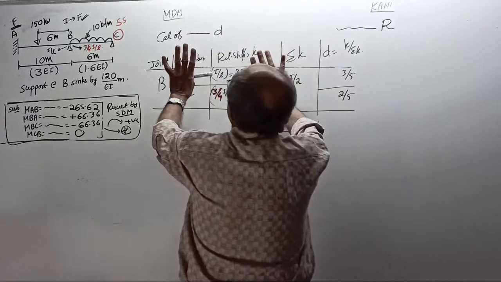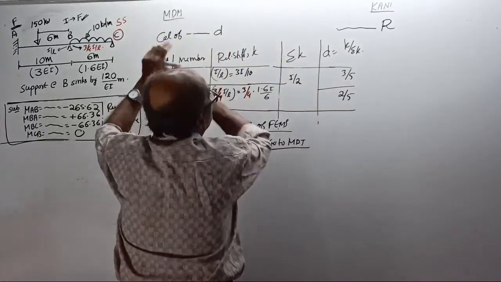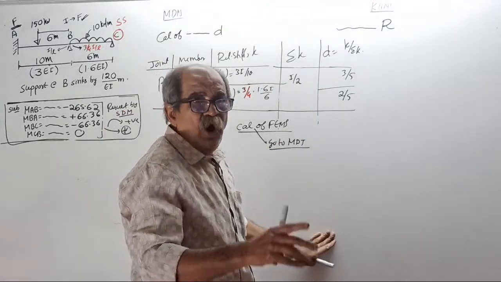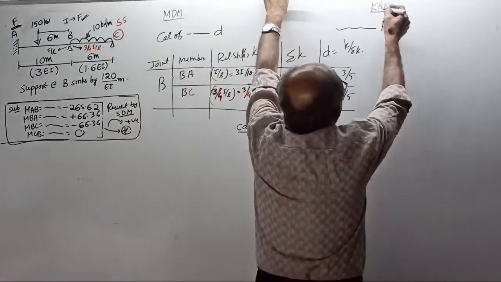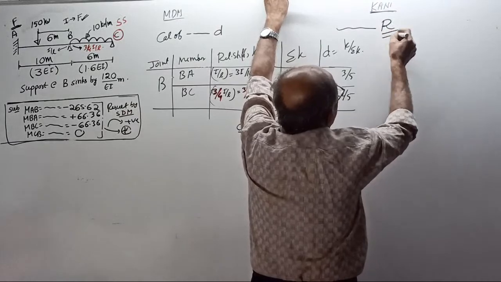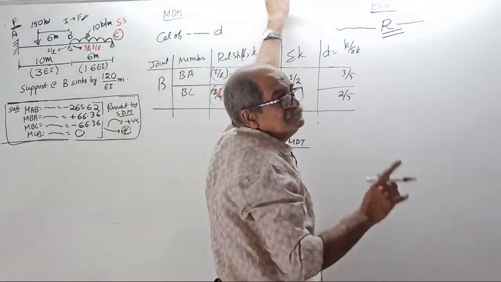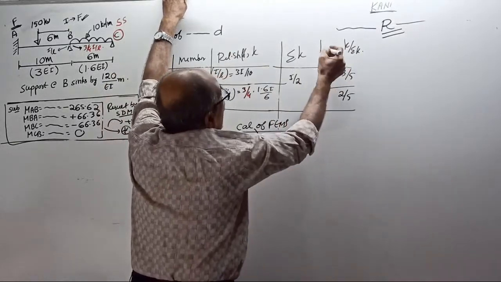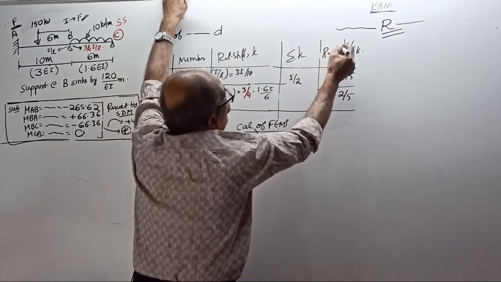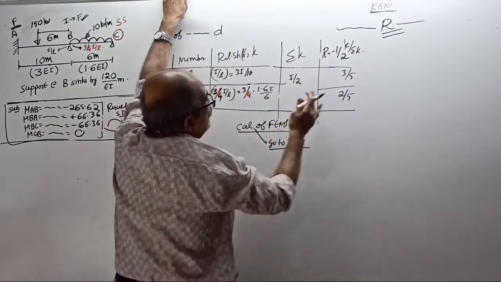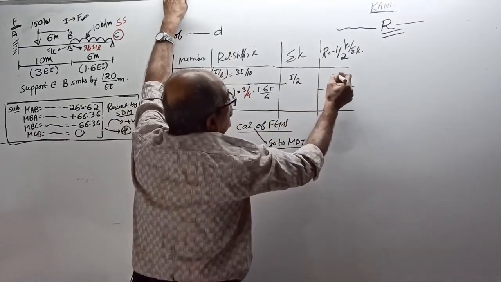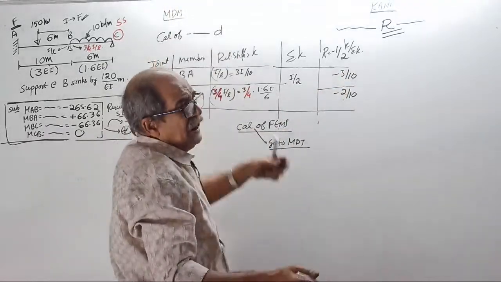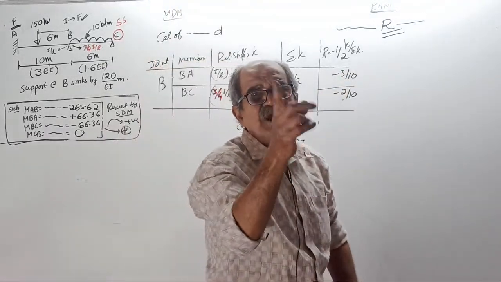Okay. Now do one thing. We will come to MDM later. Now don't go to Kani's yet; you go to Kani's book. In Kani's method, you write calculation of rotation factor R. Same table, only change is it is R. R equal to minus half extra. Therefore, this will come minus 3 by 10, minus 2 by 10. Clear?